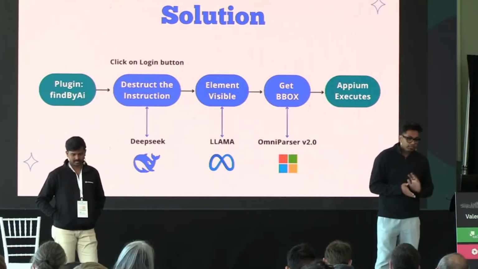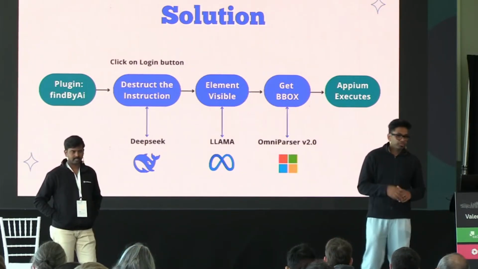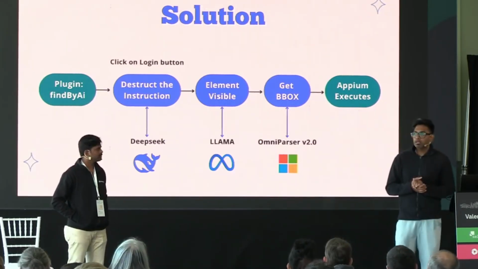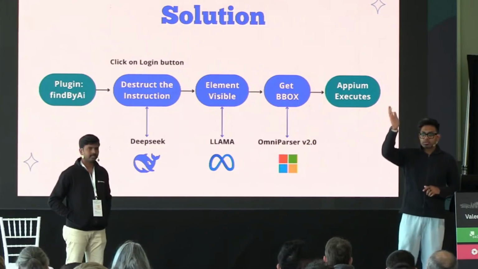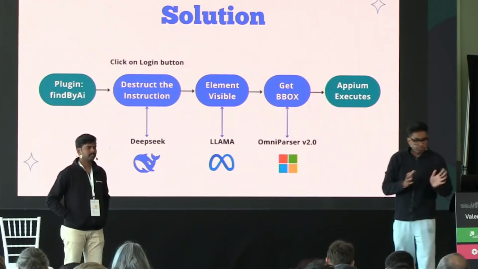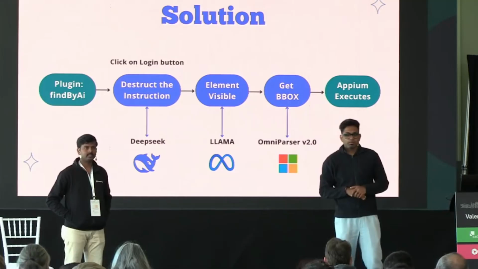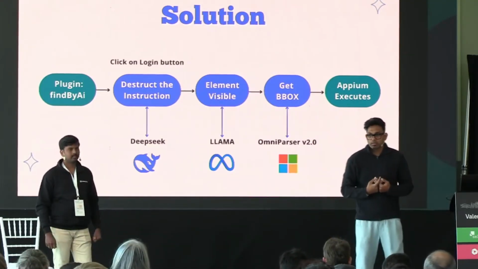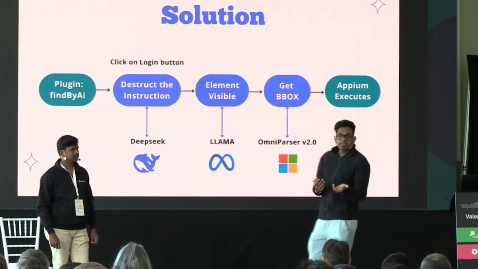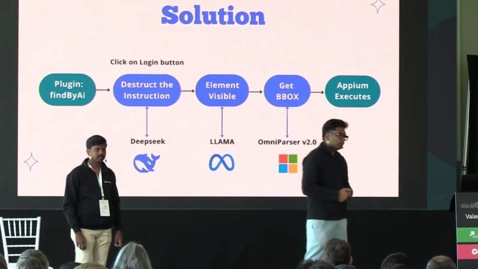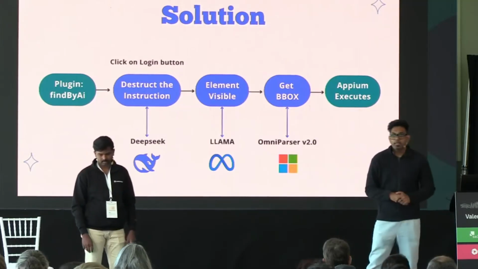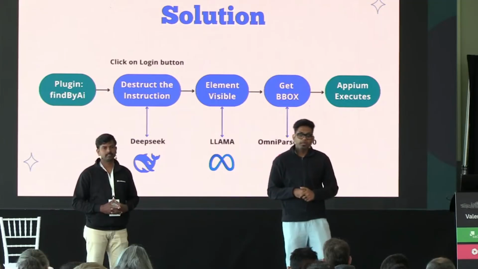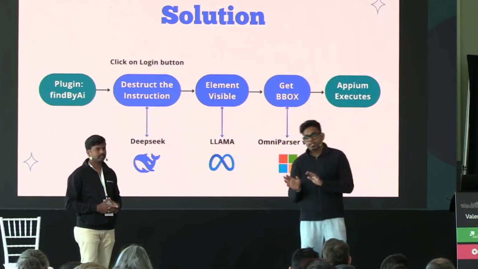Once the element visibility is done, we get the bounding boxes, and for this we've used OmniParser version 2.0. I think most of you might be seeing browser use, computer use, and things like that, right? Similar to that, we'll come over there. And once we get the bounding boxes, we actually give them to Appium. Appium can execute commands based on your locators, which we've already been talking about: your XPaths, IDs, accessibility IDs. Appium can also execute any actions based on coordinates, right? So you give it any coordinate, it will execute.